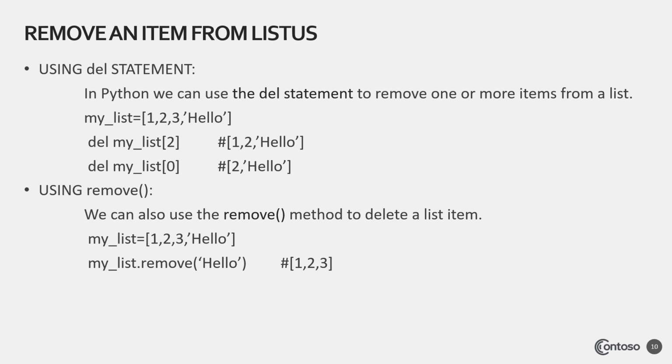Using the remove method, we can delete a list item. We give the same example. We use my_list dot remove of hello, and we remove hello. With remove, in the brackets we specify the element, and by using the del statement, in the brackets we specify the index of the data element so that it gets removed.